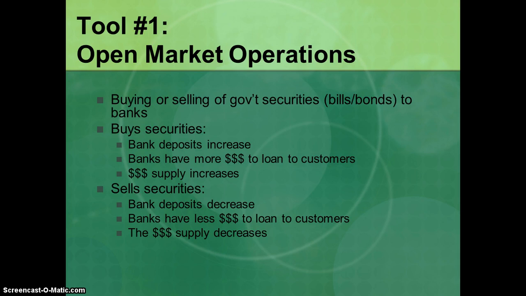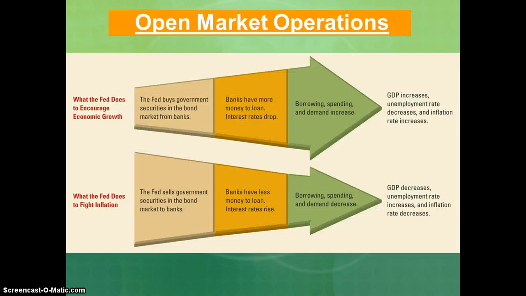There are two other tools that the government utilizes, specifically the Federal Reserve, in order to control the supply of money and therefore control the economy. Open market operations: what the Fed does to encourage economic growth. They buy government bonds, and that means that banks have more money to loan and interest rates drop, because the government buys the bonds from the banks and the banks get cash. The banks have more cash to loan, interest rates get cheaper, borrowing, spending, and demand increase, GDP increases, unemployment rate decreases, inflation rate increases, although slowly.